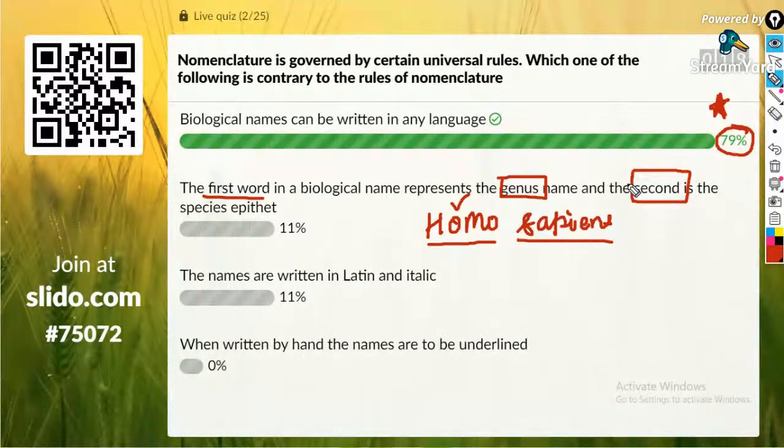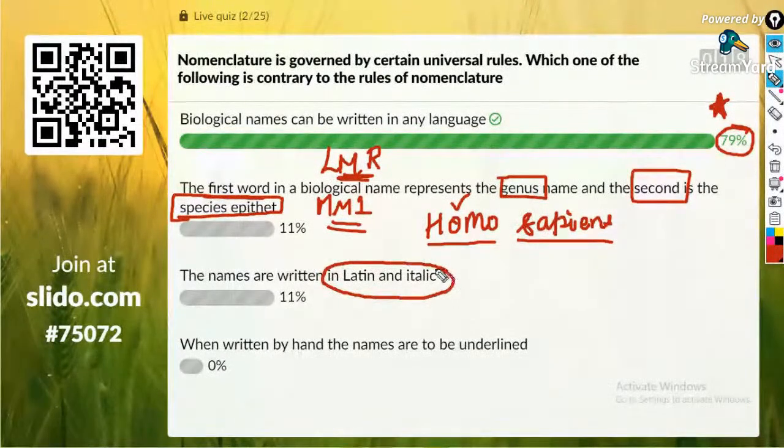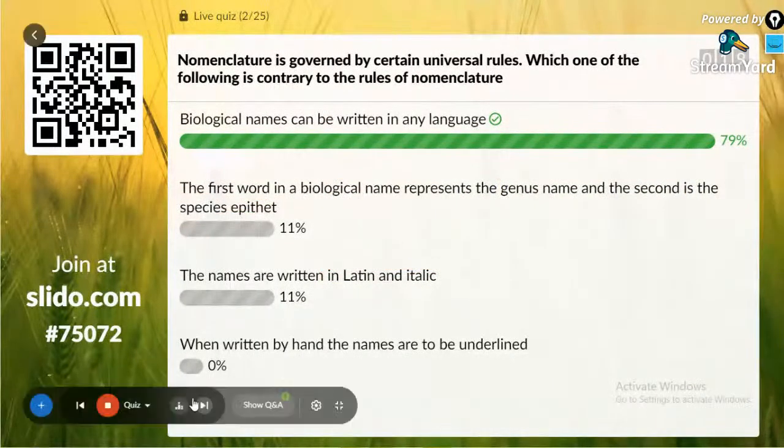Okay. The second is a species epithet. Those who have attended the Mega Marathon number 1, those who have attended the LMR of Biopoint last week, LMR or the Mega Marathon, I have explained about these things. About the species epithet: the names are always written in Latin or italic when they are printed. They are written in italics. Okay. Third question on the screen.